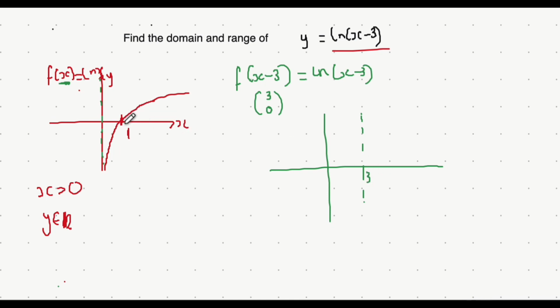The intersection with the x-axis, instead of being 1, we're going to add 3 onto that, and we get that it's going to be at 4. And so it'll just look something like this. And this really helps in drawing, now determining the domain and range.